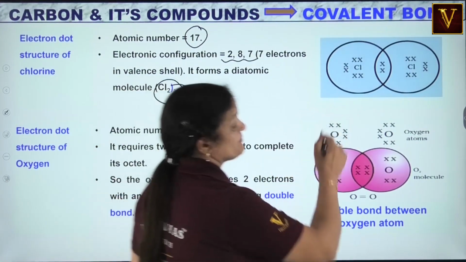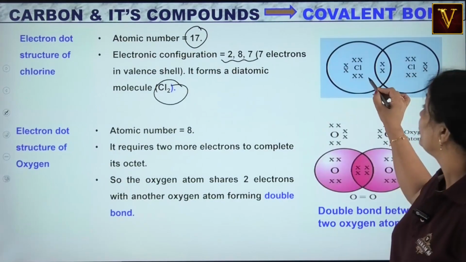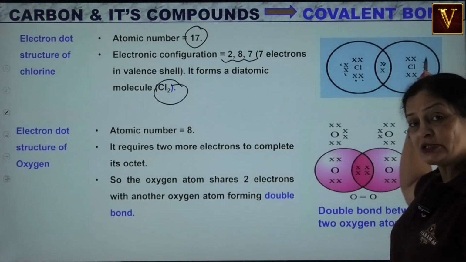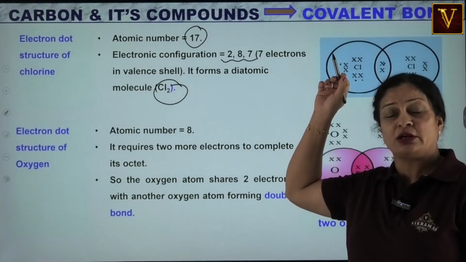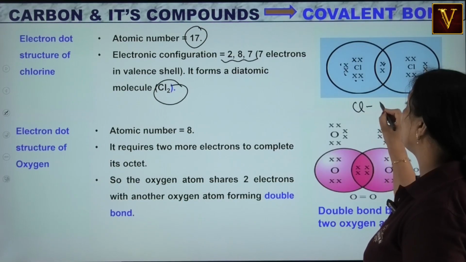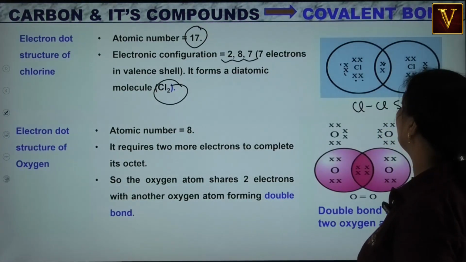Chlorine has 7 electrons. 1, 2, 3, 4, 5, 6, 7. Same, this chlorine atom also has 7. So they share one electron and they form a chlorine single bond.